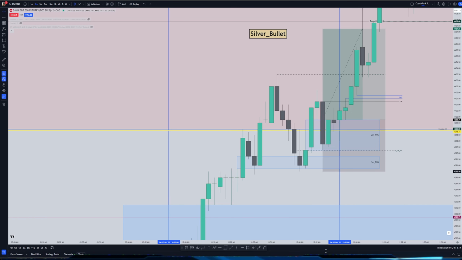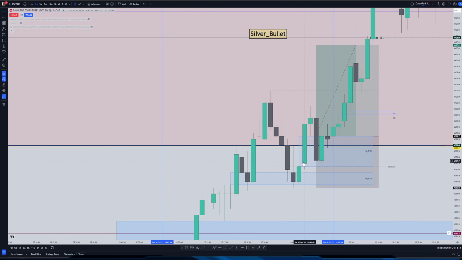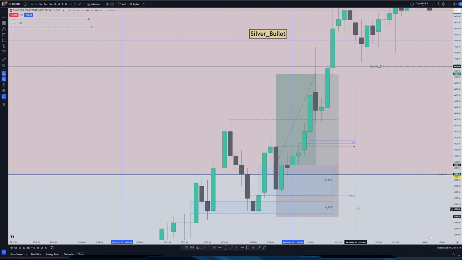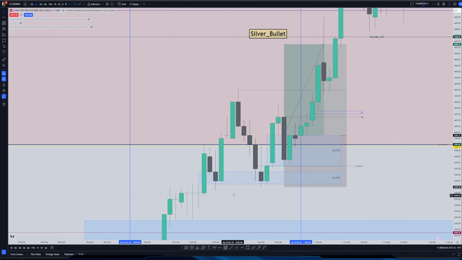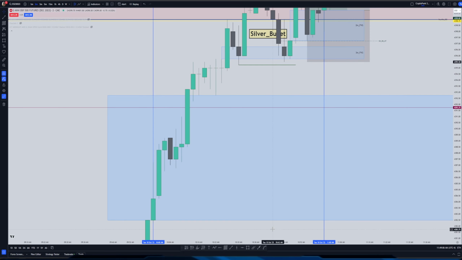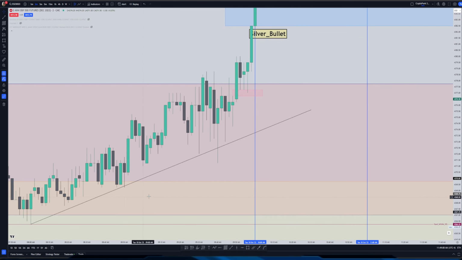That's the 10 a.m. to 11 a.m. I got the setup inside of that, so I took another entry. Okay, don't get me wrong, if price took this liquidity and closed below that, I might target a short entry somewhere around these levels.